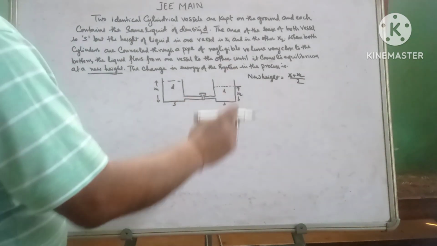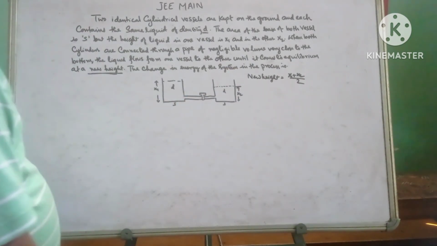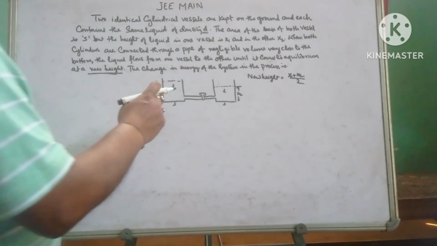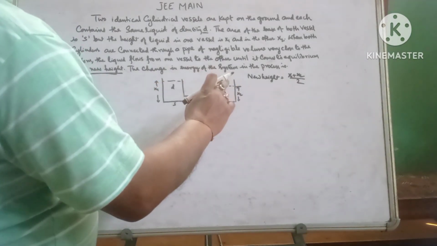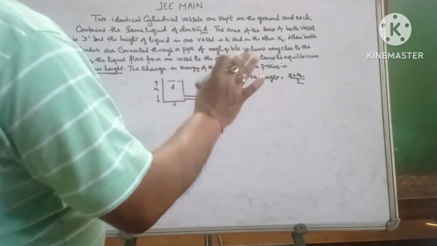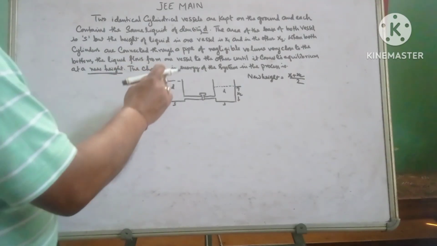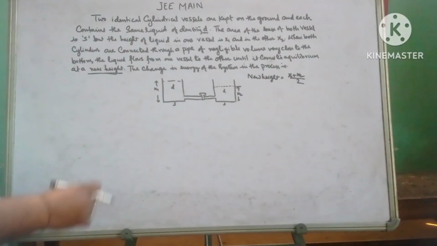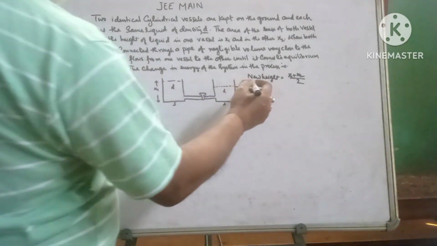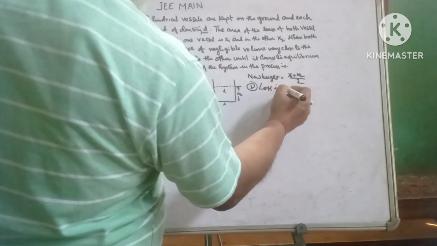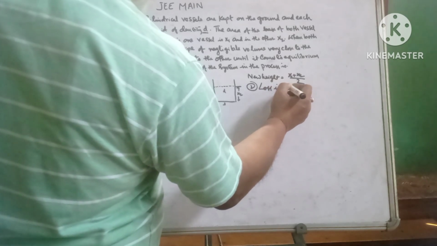Your new height will be (x1 + x2)/2. That means when both heights become the same, there is no flow of the liquid. Here, the change in energy: because of this height, there will be a loss in potential energy.